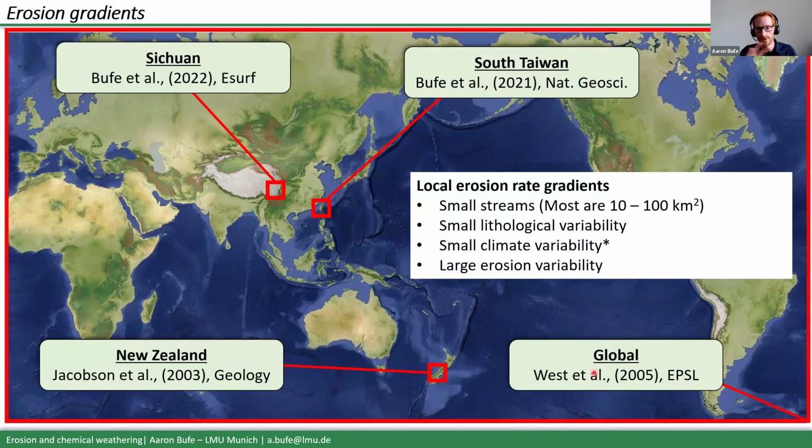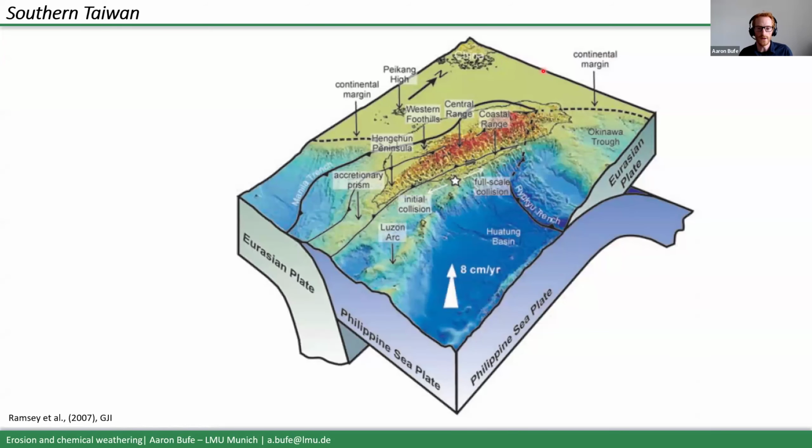Okay, and so before I go into the whole data set, I want to briefly run through one of those data sets, in particular the South Taiwan study, to show you what one of those data sets looks like. So let me briefly fly you to the island of Taiwan, which sits at the boundary between the Eurasian plate and the Philippine Sea plate, and essentially the uplift here is generated by the collision of this island arc, the Luzon arc, with the Eurasian continental margin. And the interesting thing about the setting is that the angle between the plate boundary and the collision is oblique, and therefore you can imagine when this island arc continues moving in the direction of this arrow, the zone of uplift is migrating southward.